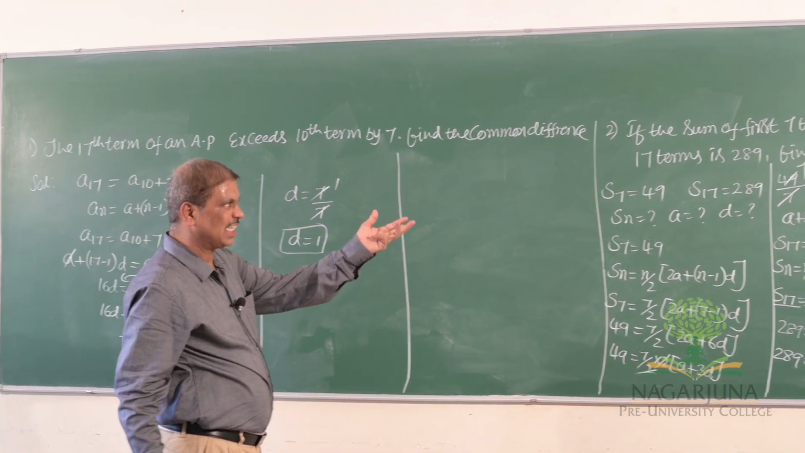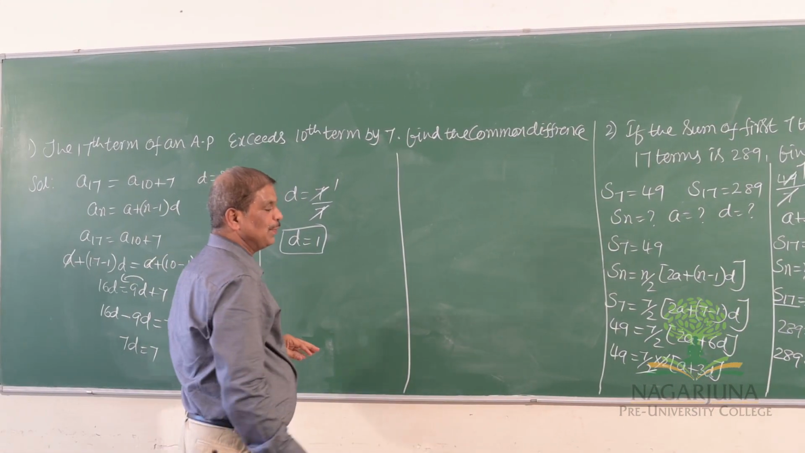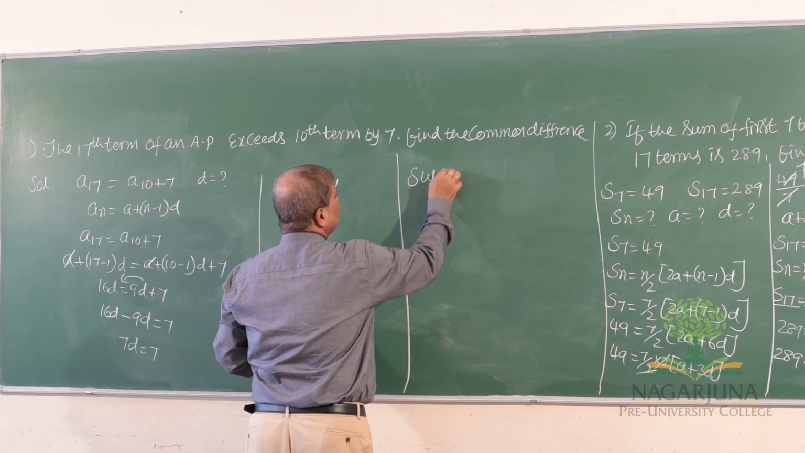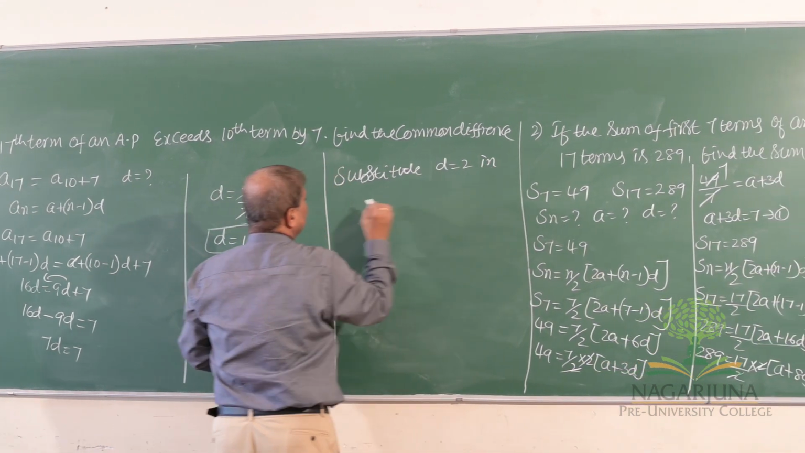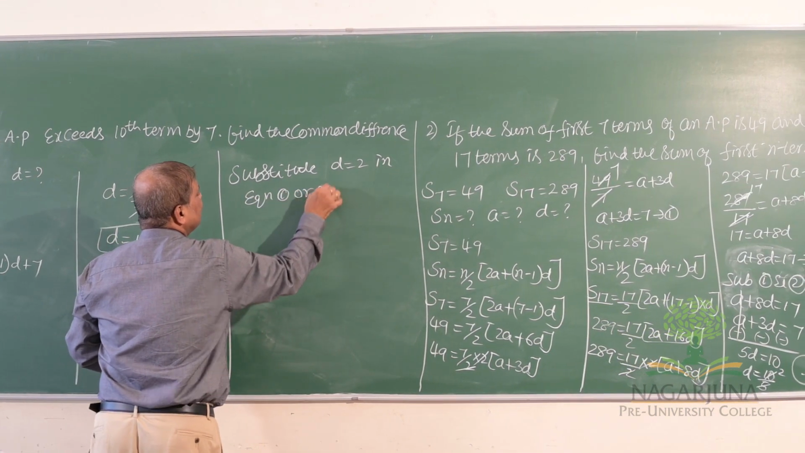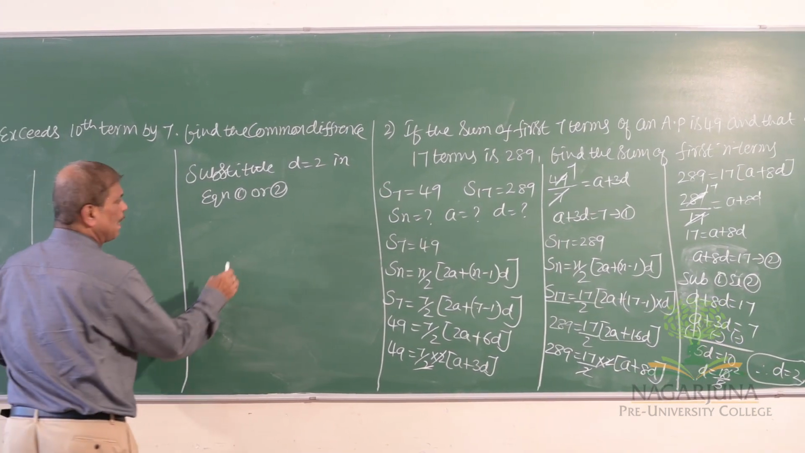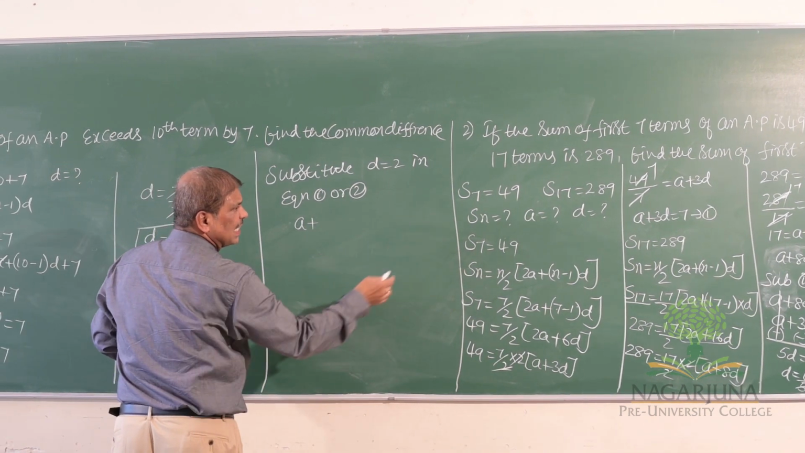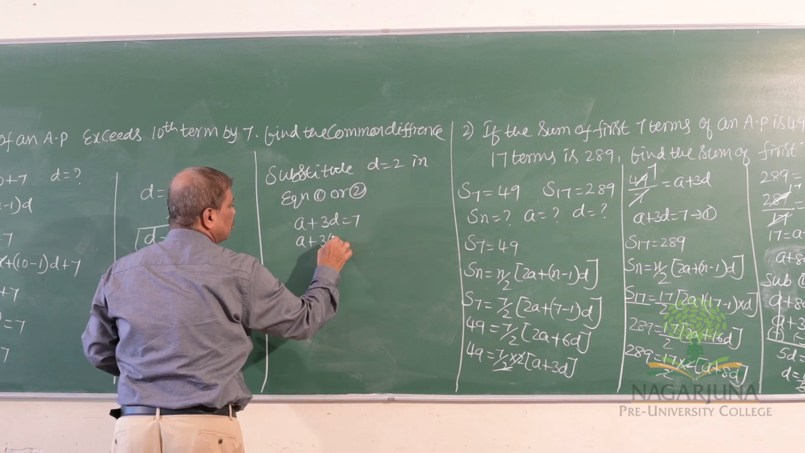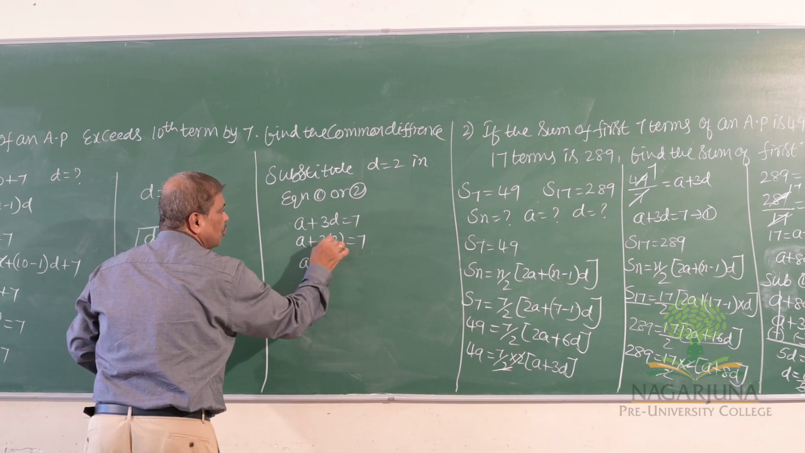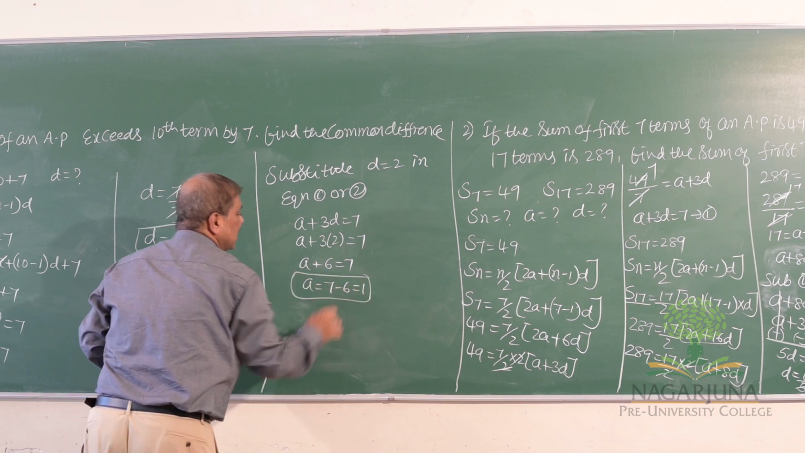After finding d, next a is there, then after that Sn. This is very, very important, they will definitely ask a 4 mark question. Then substitute d equals 2 in equation 1 or 2. In any one equation you can substitute, you will get the same value of a. Equation 1 is a plus 3d equals 7. So a plus 3 into 2 equals 7, a plus 6 equals 7, a is equal to 7 minus 6 equals 1. Now the value of a is 1.